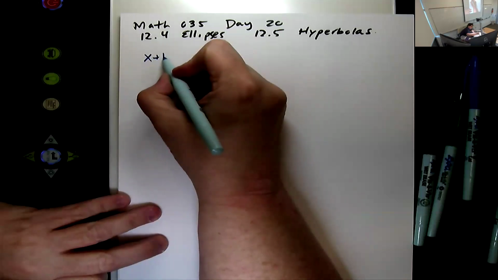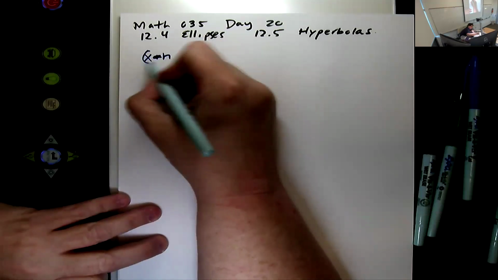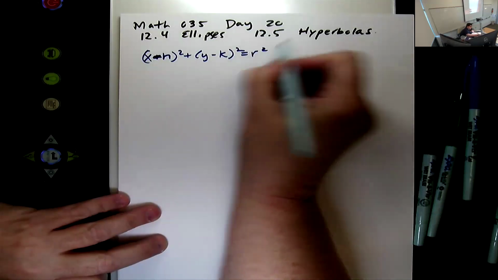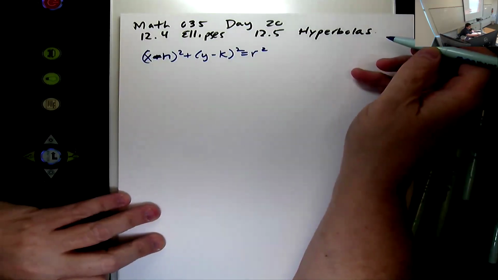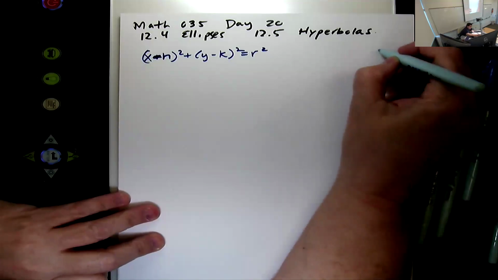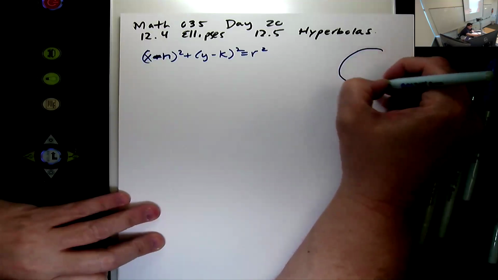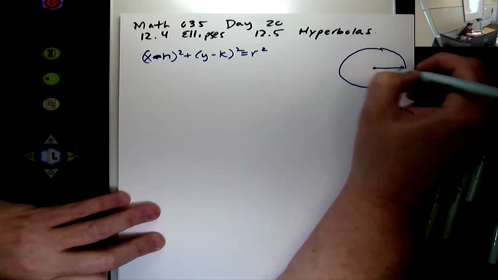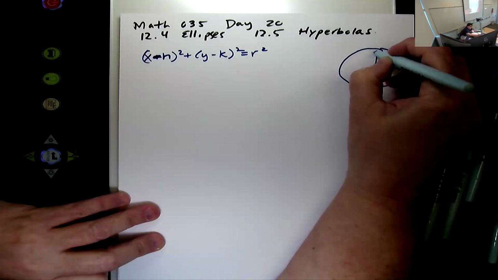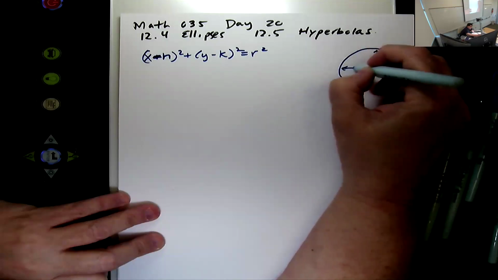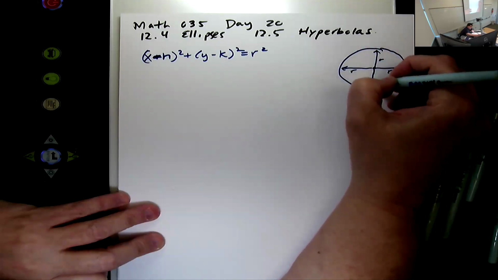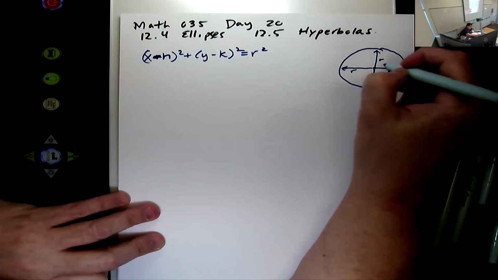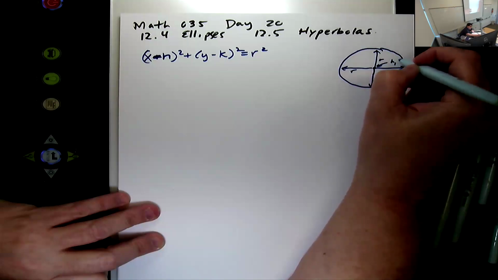If I have (x minus h) squared plus (y minus k) squared equals r squared, we know that this is a circle of radius r, which means from the center I can go right r and I can go up r. In fact, I can go any direction r, but up, down, left, right, r. And the center here is (h, k).